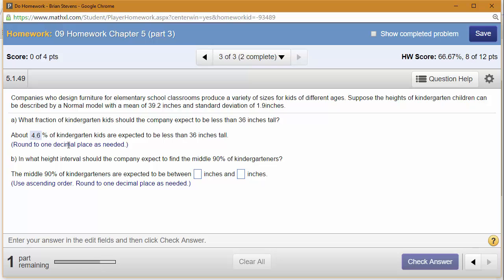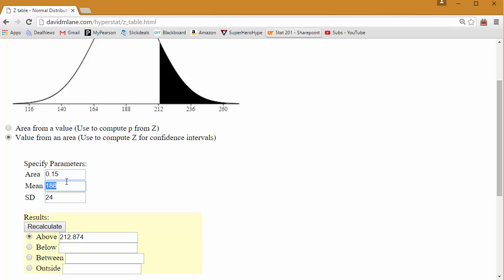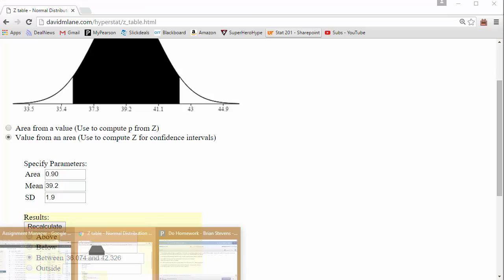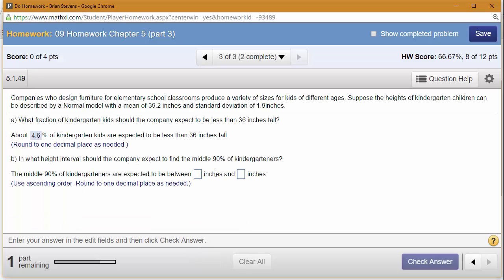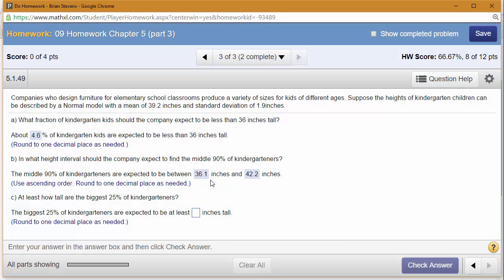In what height intervals should the company expect the middle 90%? So we just go here. And once again, we have to go to the other side of it. So let's go here. 39.2 and 1.9. And now we need the middle 90%. And let's go to here to between. And there we go. 36.07, 42.32. So to round to one decimal, 36.1, I think it was 42.2. Cross your fingers. Got it.